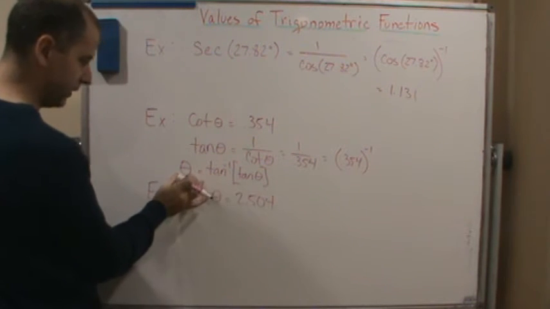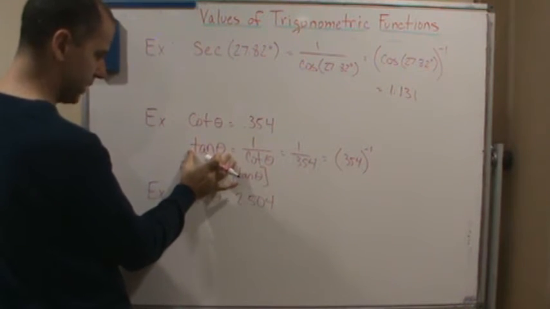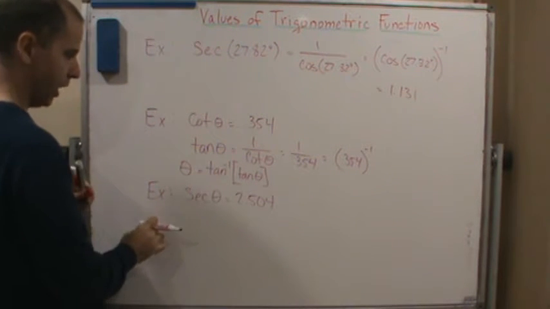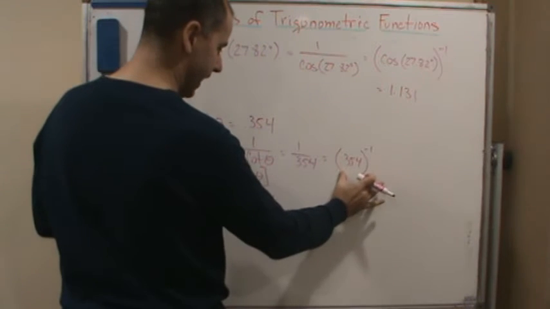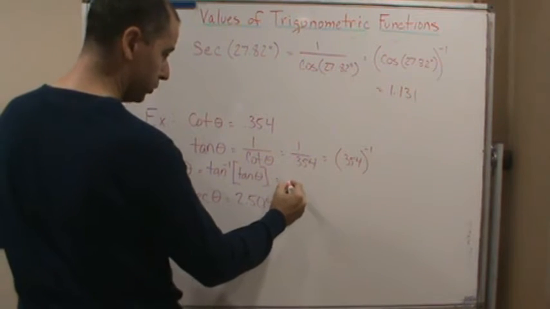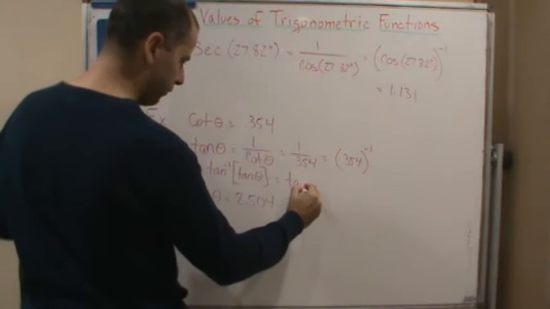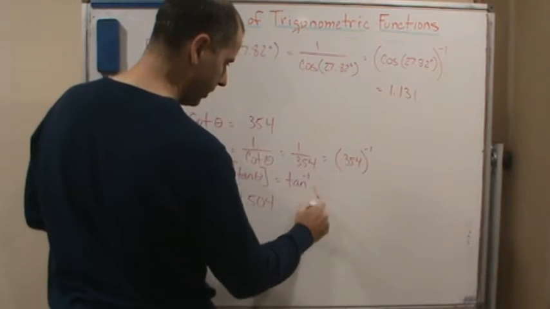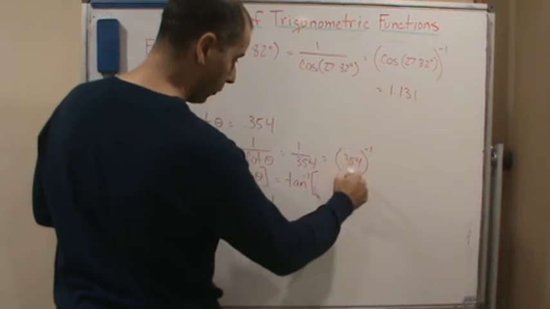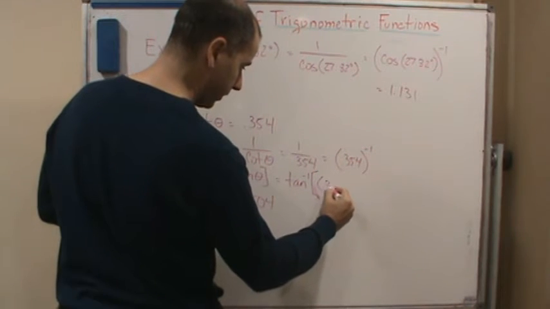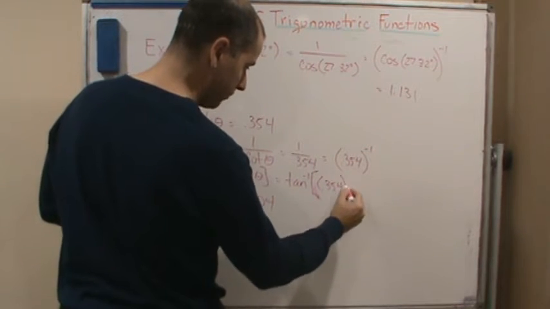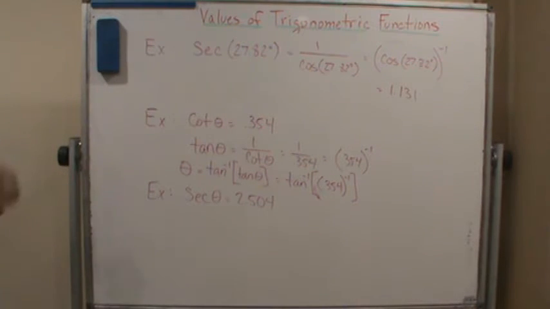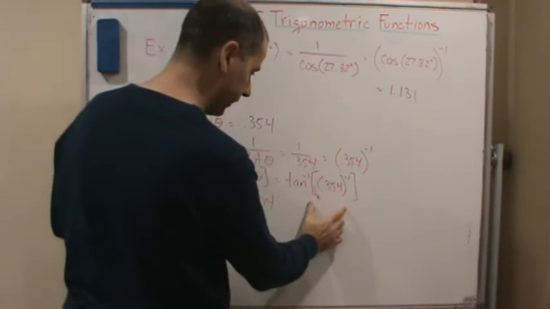So this is going to give me theta, right? So I'm taking the inverse tangent of this to get this, which gives me this. But I'm going to also have to do the same thing to this side. So that's going to be equal to the inverse tangent of what? This whole thing. So it's going to be 0.354 to the negative 1 power. And so now this is what I can stick in my calculator.